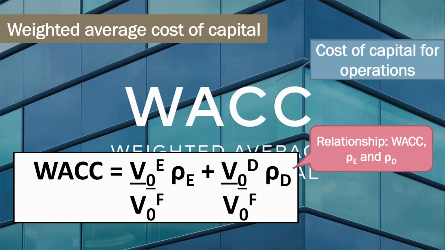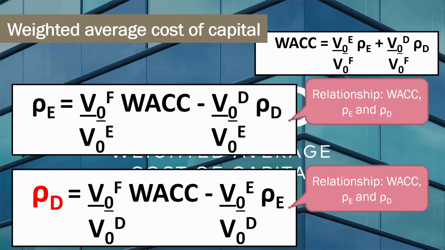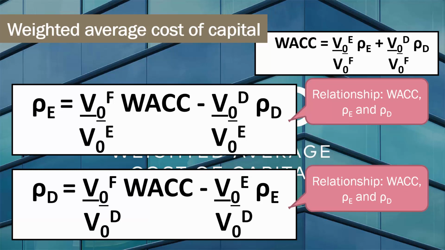This same formula could just as easily be expressed as the cost of capital for equity, ROE, equals the weighted average of WACC and the cost of capital for debt. Or, cost of capital for debt equals the weighted average of WACC and the cost of capital for equity. As you can see, cost of capital for equity, ROE, could just as easily be viewed as the weighted average of the cost of capital for operations, WACC, and the cost of capital for debt, ROD. Or, cost of capital for debt, ROD, could be viewed as the weighted average of the cost of capital for operations, WACC, and the cost of capital for equity, ROE.